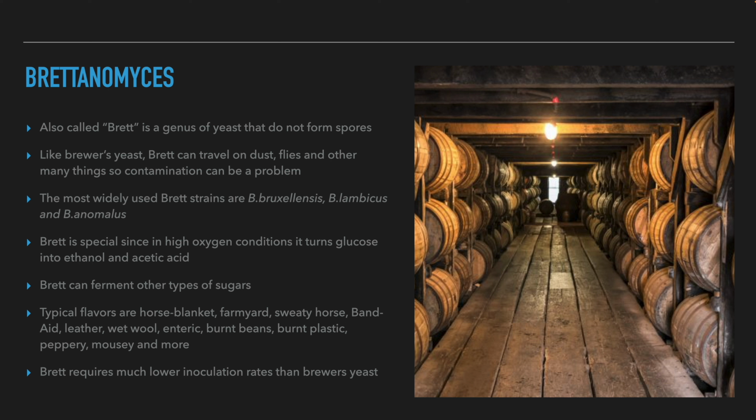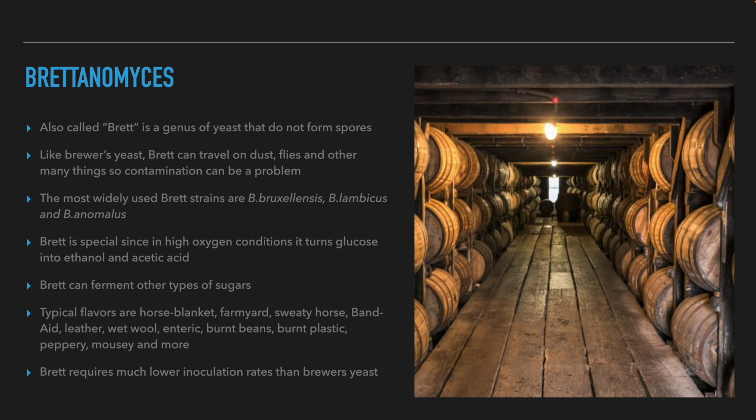For example, Brett is responsible for a large part of the flavor profile of lambic beers, and its strains such as Brett bruxellensis, Lambicus, and Anomalus are found in these beers. Brett, compared to brewer's yeast, is special in that it can convert sugar to acetic acid and ethanol in the presence of oxygen, and it can also digest other types of yeast. So, even if the fermentation is done, Brett can continue to ferment the beer in the bottle and increase the pressure.